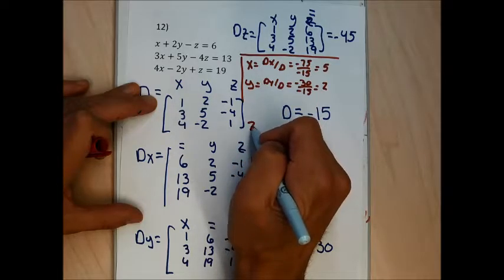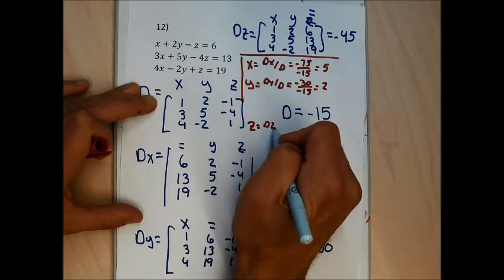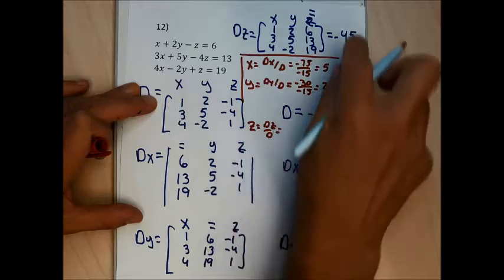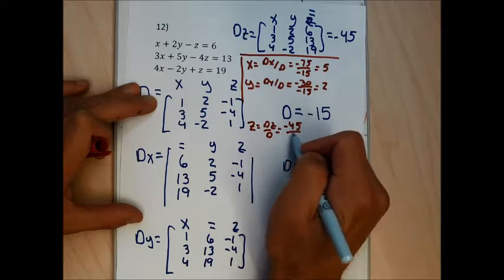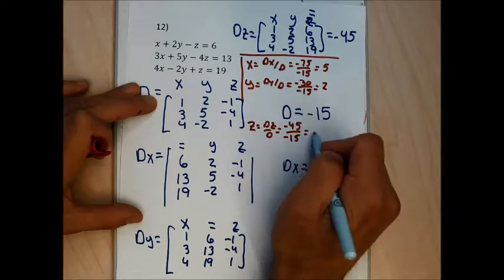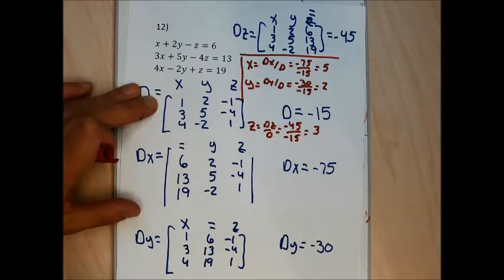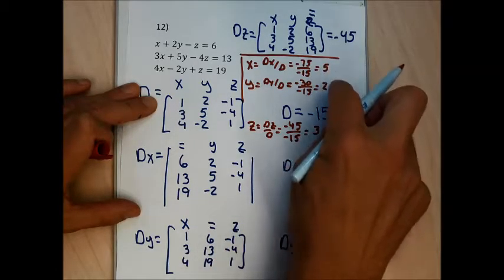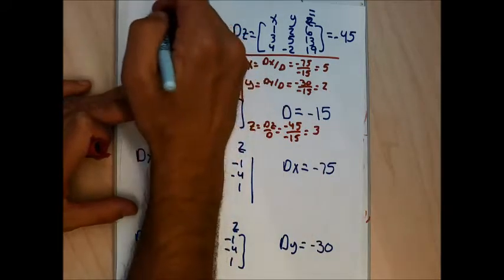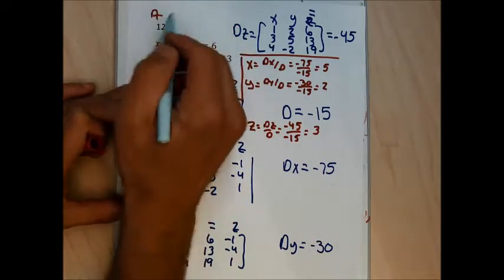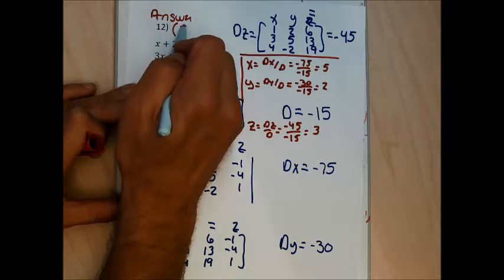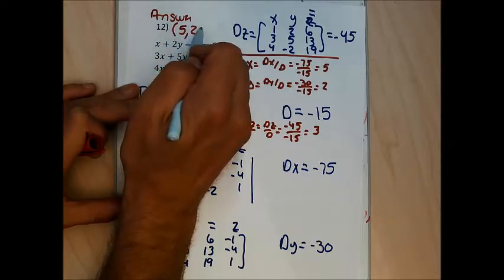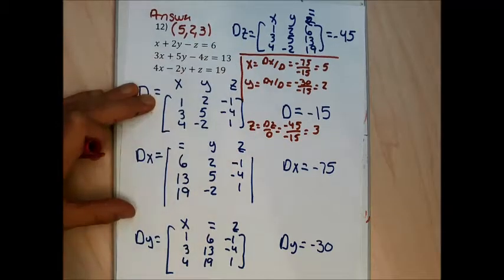And z equals D sub z over D. D sub z is negative 45. D is negative 15. Divide those on your calculator if you can't do them in your head, and you get 3. So the answer is x equals 5, y equals 2, z equals 3.